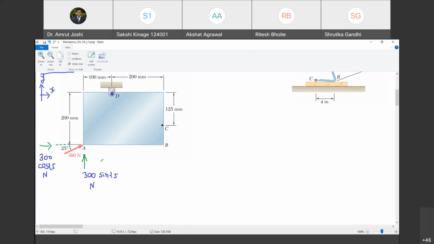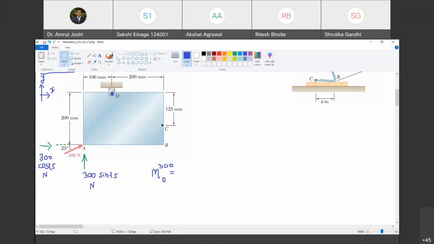Yes, sir. And now I am going to write down the moment produced by this 300 cos 25 at D. So what are we trying to write down here? The moment produced by the 300 Newton force at D. What is our claim? It is the same as the summation of moments produced by the 300 Newton force's components at D. Are you with me? Yes, sir. So what is the first component? What is the horizontal component? 300 cos 25. Can you tell me what kind of moment does it produce about D?